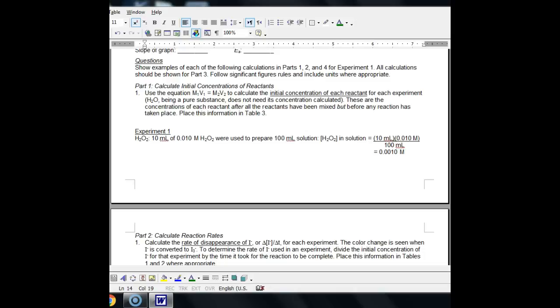So question 1 is basically asking us what was the concentration of the reactants when we added them all together. Because we added certain amounts of each stock solution, but when they were mixed together, similar to what we did in lab today at the equilibrium lab, we had to account for the fact that there was a greater volume present. And so I went ahead and showed you what it would look like for experiment 1 for hydrogen peroxide.